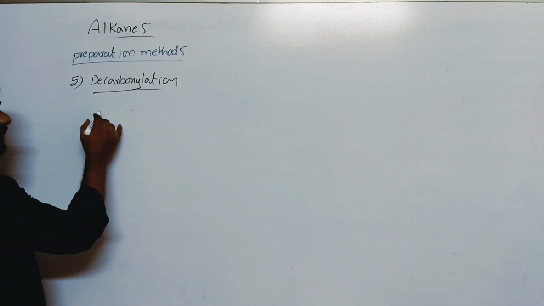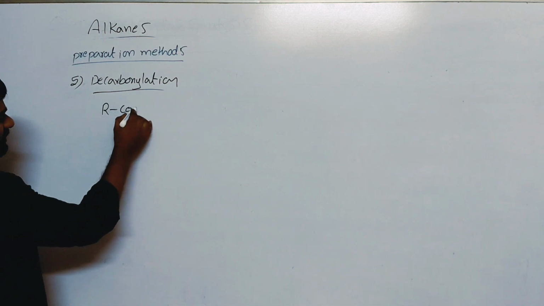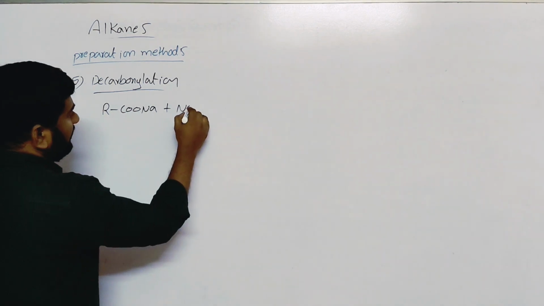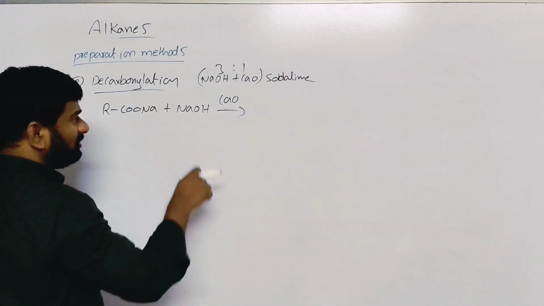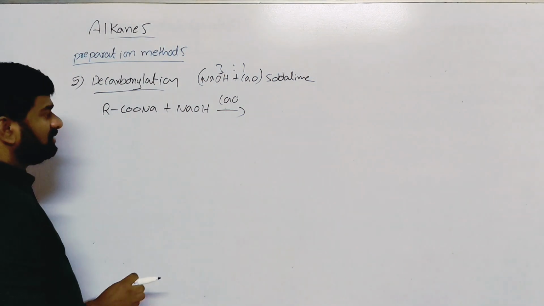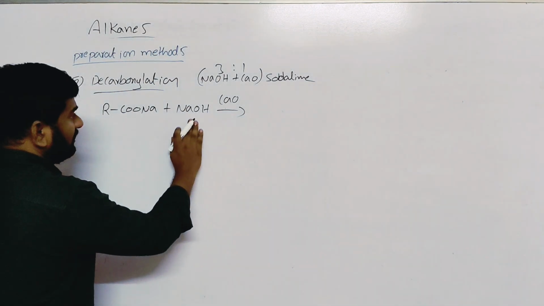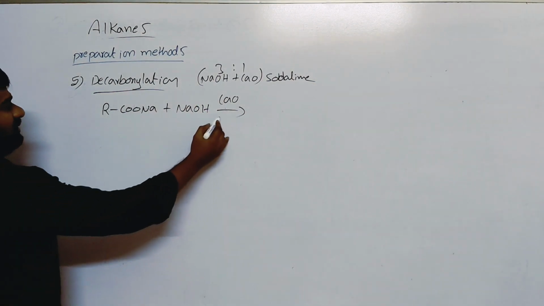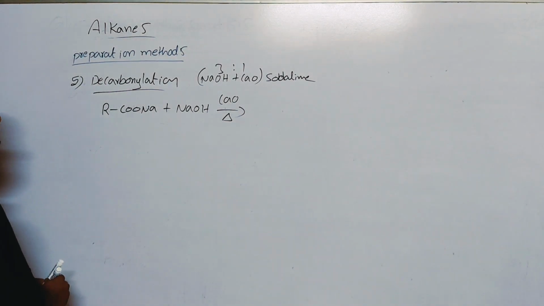If you take the sodium salt of carboxylic acid, RCOONa, and heat it with soda lime, so here you have to take CaO. What is the use of CaO? Generally NaOH is hygroscopic in nature, so it easily absorbs water. To keep it dry, you have to take the CaO. So the sodium salt of carboxylic acid is heated with NaOH in the presence of CaO.